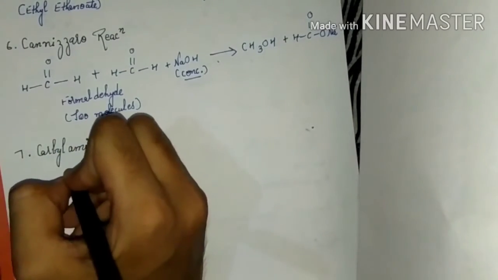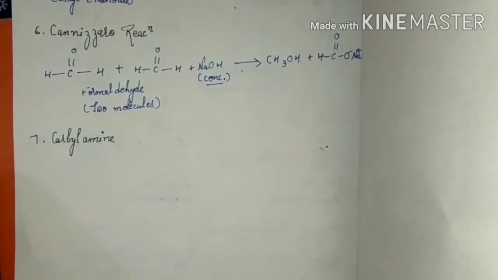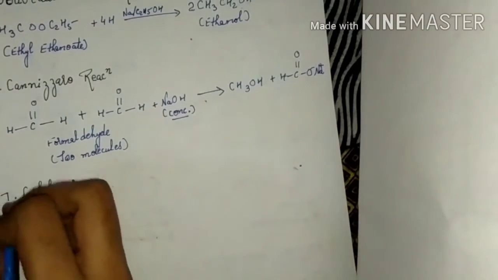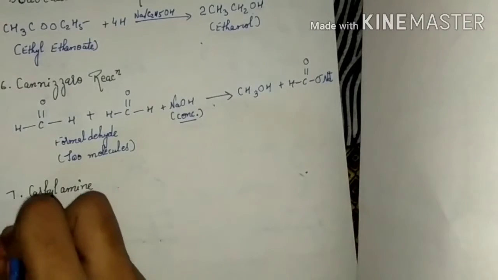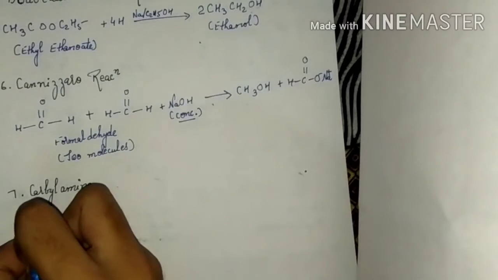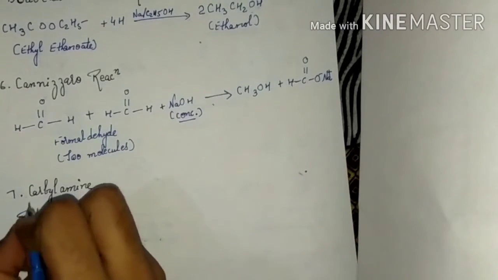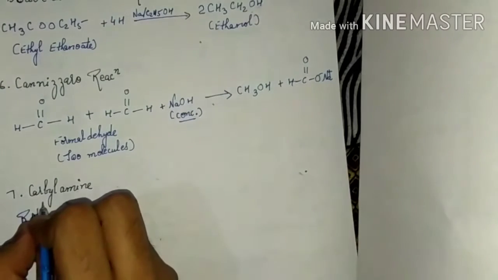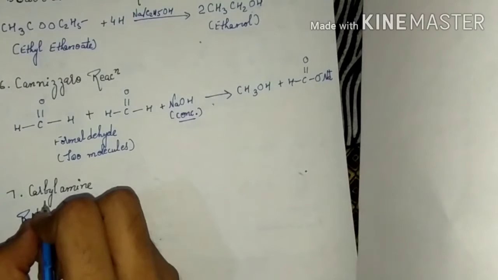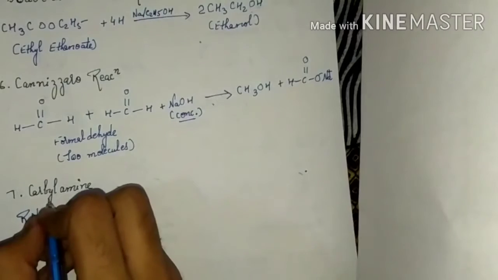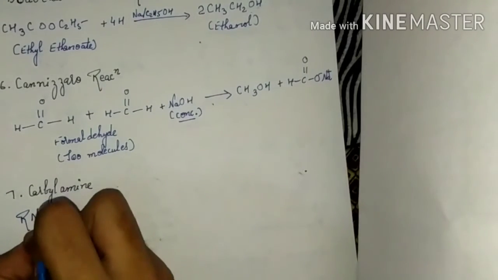There are more than 40 reactions. I will be teaching all of them, but the video gets so long that I have to teach them in EMIs. Okay, so the carbylamine reaction says that a 1 degree amine and chloroform along with 3 molecules of alcoholic KOH when heated gives an isocyanide.